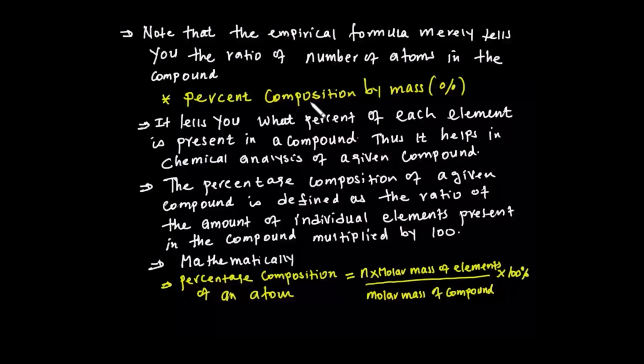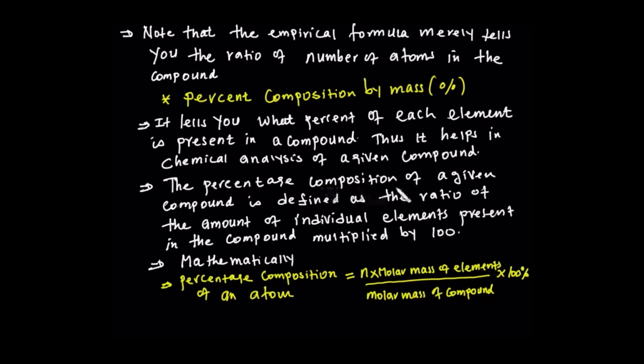Another point is percentage composition by mass. What does percent composition by mass mean? Percent composition by mass tells you what percent of each element is present in a compound. So it states at what percentage each element is present in the compound. Thus it helps in chemical analysis of a given compound.